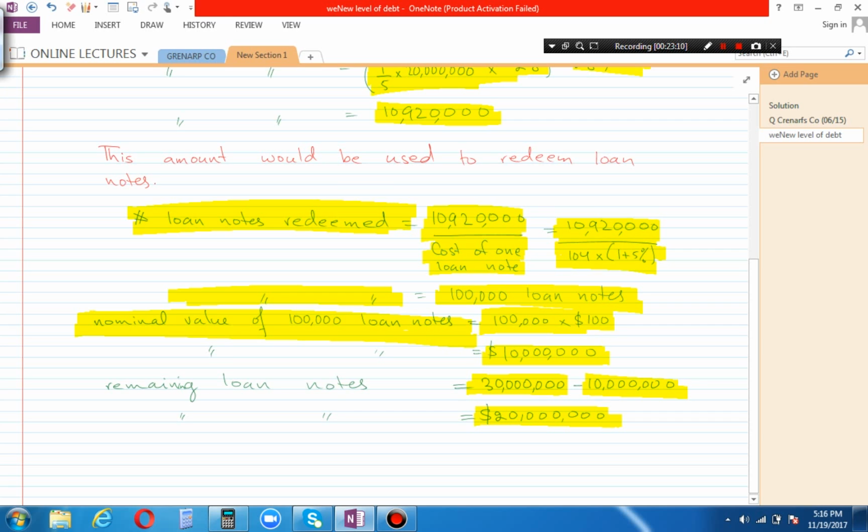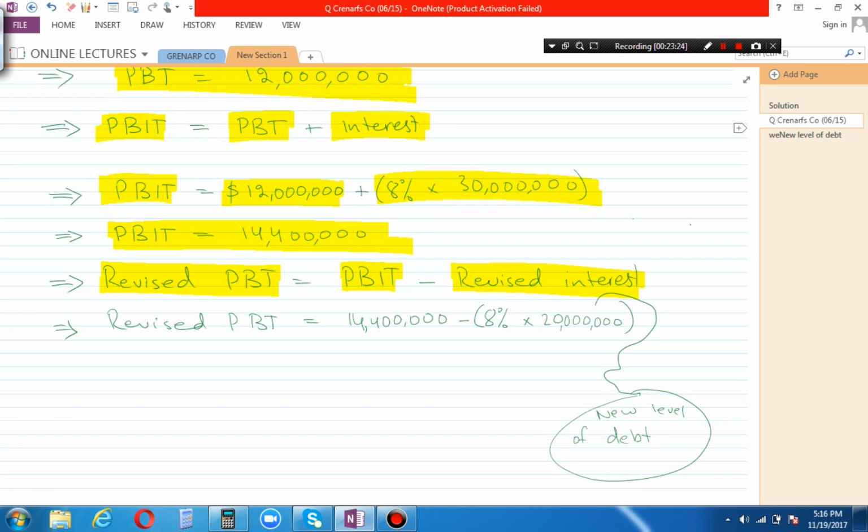So the new debt finance would be 20 million. It used to be 30 million before, now it is 20 million. So now we will pay interest on 20 million only, we will not pay interest on 30 million. So going back to our question, when we had to find the revised interest rate, we have to multiply it with the new level of debt, 20 million, that we have just calculated. So 20 million debt and the interest rate was 8%.